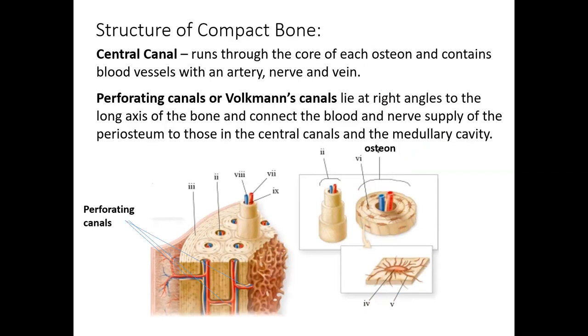Volkmann's canals, or perforating canals, lie at right angles along the sides of the bones and connect blood vessels and nerve supplies to the periosteum, and then from there, the central canals and the medullary cavities. So the diagram provides you with illustrations to give you the locations of each.